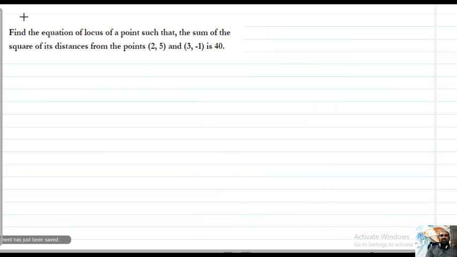Students, this is our second problem, I can say example 2. Find the equation of the locus of a point such that the sum of the squares of the distances from the points (2, 5) and (3, minus 1) is 40. Easy problem. Here two fixed points are given. Say one is A whose coordinates are (2, 5). Another point is B whose coordinates are (3, minus 1).